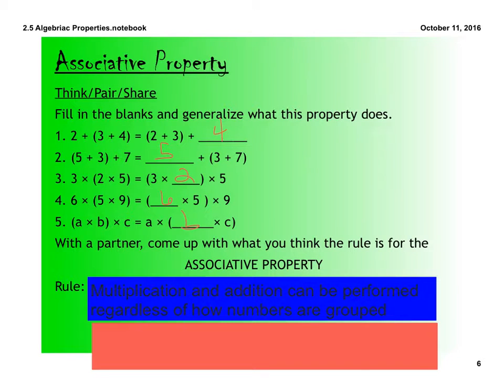And what the associative property says is that multiplication and addition can be performed regardless of how numbers are grouped. And one thing to think about to help you remember this is that when you associate with people, you join different groups. This property is about grouping. It's also saying that if you have a bunch of addition or multiplication, it does not matter which one of the additions or multiplications are done first.